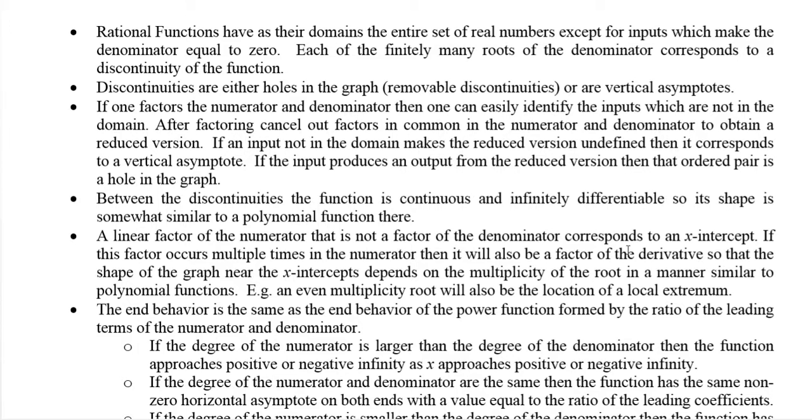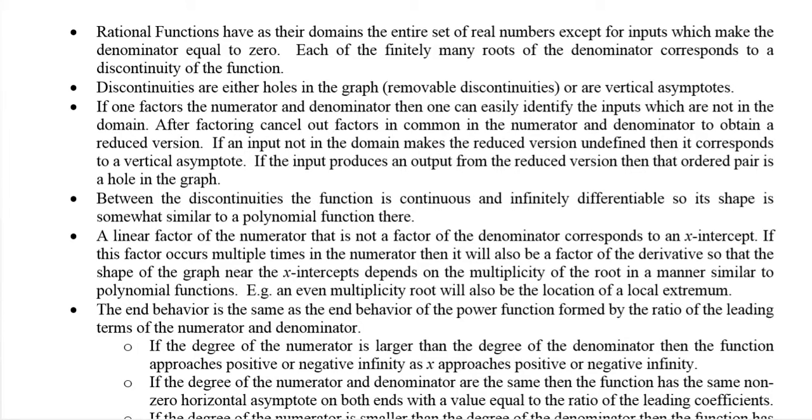If it's a multiplicity 1 root, a simple root, then it'll just go through more or less like a straight line. But if it's a root with multiplicity bigger than 1, like multiplicity 3 or 5, it'll cross the x-axis and also have an inflection point there with a horizontal tangent line.